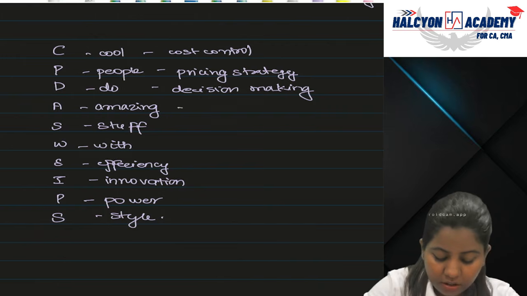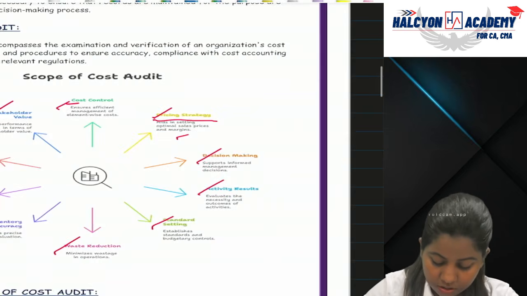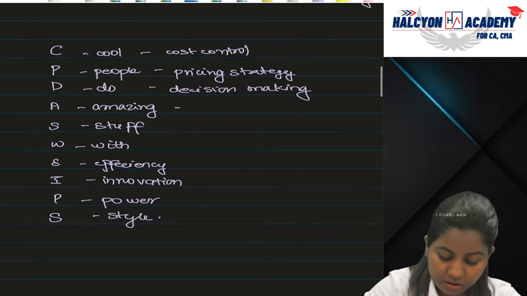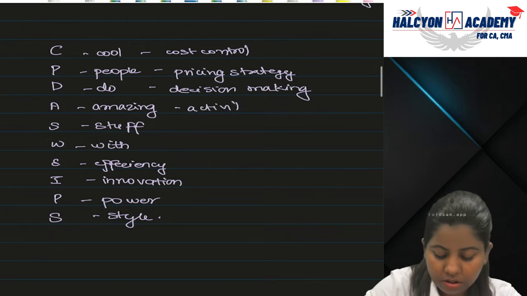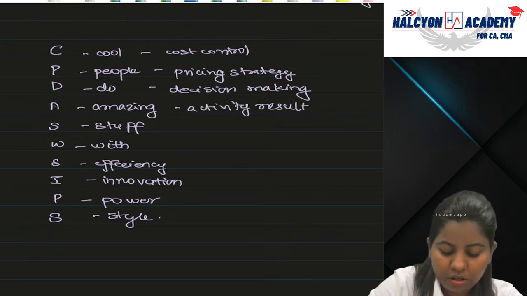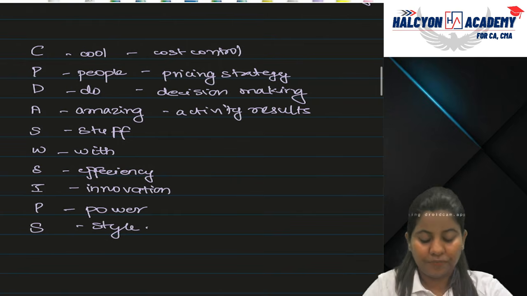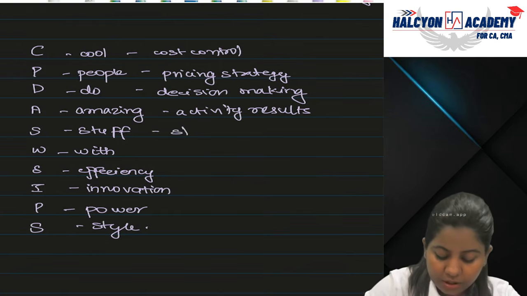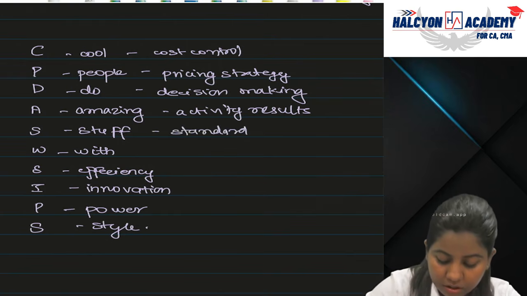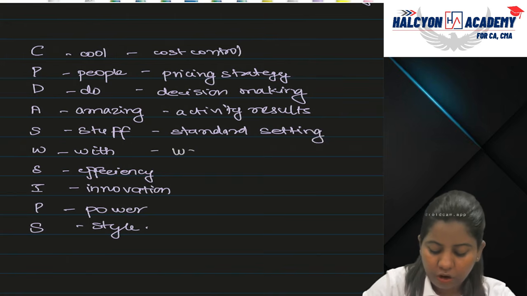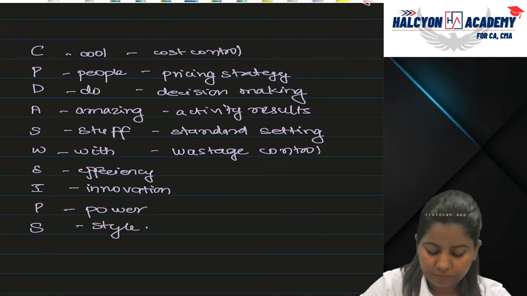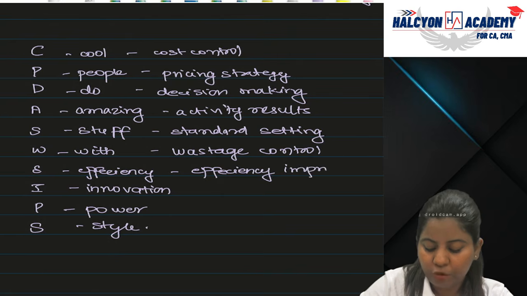A for amazing, A for activity results. S for standard setting. Right? W for wastage control. E for efficiency improvement.